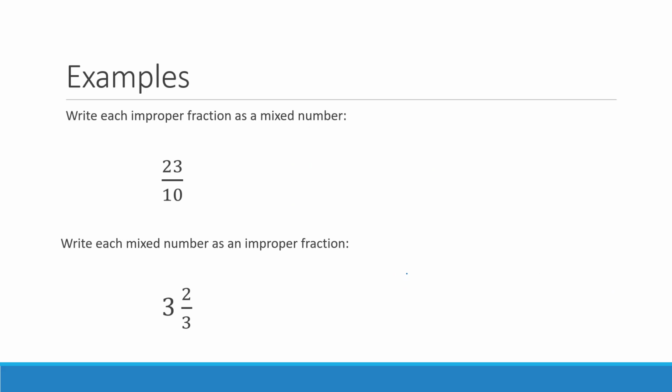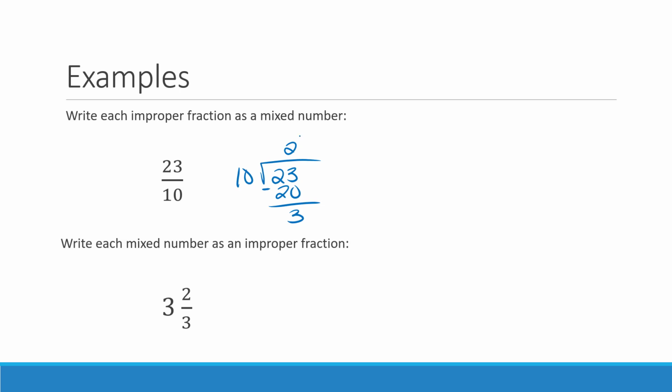So let's take a look at some examples. I'm taking this ugly improper fraction. I want to write it as a mixed number. So again, numerator bigger than the denominator is bad. Lay down your fraction, make it take a nap. So if I lay down 23/10, I'm going to say how many times does 10 go into 23? Well, 10 times 2 gets me close. 10 times 2 gives me 20. I'm going to subtract to get my remainder of 3.